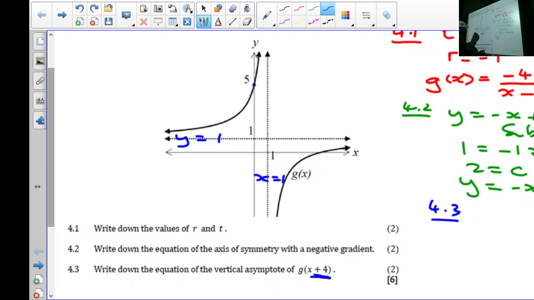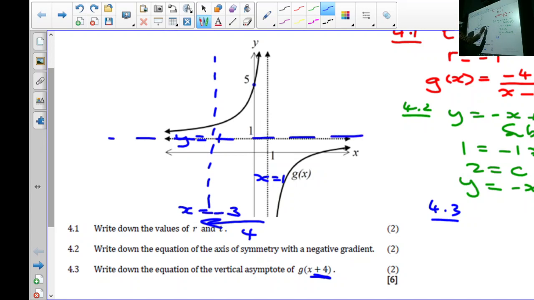So what effect does plus 4 have on the graph? This graph is actually moving 4 units to the left. If it's plus, it moves to the left. If it's minus, it moves to the right. So if it moves 4 units to the left, the asymptotes also move 4 units to the left. So 1 minus 4 is going to give you negative 3. So my asymptote now occurs at negative 3.